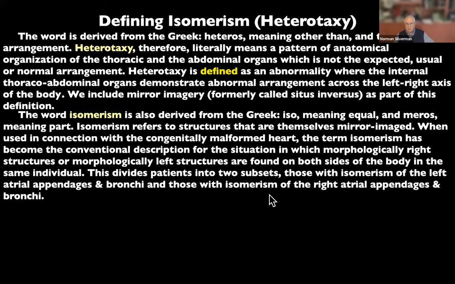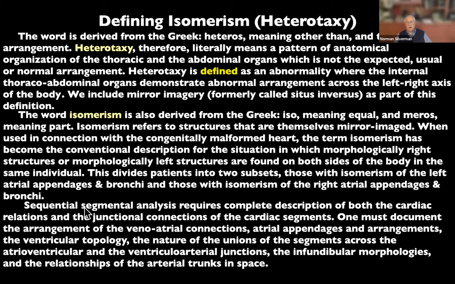The word isomerism is derived from Greek, iso meaning equal and meros meaning parts. Isomerism refers to structures that in themselves are mirror imaged. When used in connection with congenitally malformed hearts, the term isomerism has become the conventional description for the situation in which morphologically right structures or morphologically left structures are found on both sides of the body in the same individual. This divides patients into two subsets, those with isomerism of the left atrial appendages and bronchi, and those with isomerism of the right atrial appendages and bronchi.